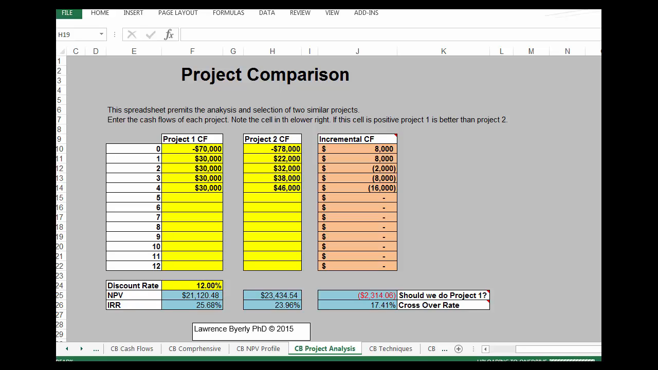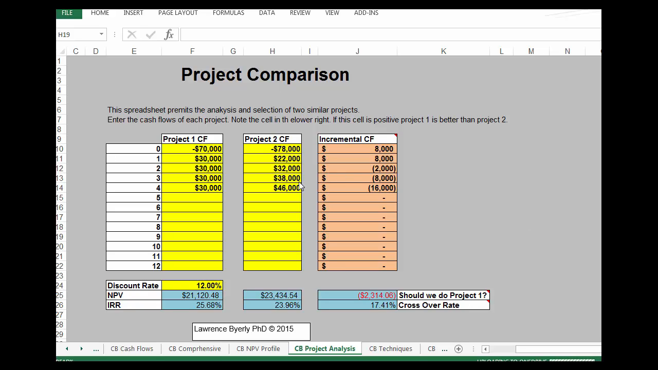Okay, in this example, what we'd like to do is discuss some project analysis. Let's compare two projects, mutually exclusive projects, and we'd like to ultimately figure out which is the better of the two projects. How can we analyze this? The technique that we're talking about here is what's referred to as the incremental cash flows. What is the difference between the cash flows presented in project 1 versus the project 2 cash flows?